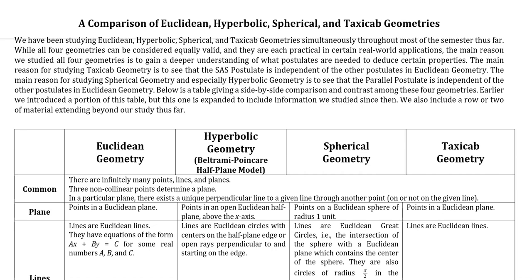For example, the main reason for studying taxicab geometry is to see that the SAS postulate is independent of the other postulates in Euclidean geometry. It gives us a better insight into Euclidean geometry.